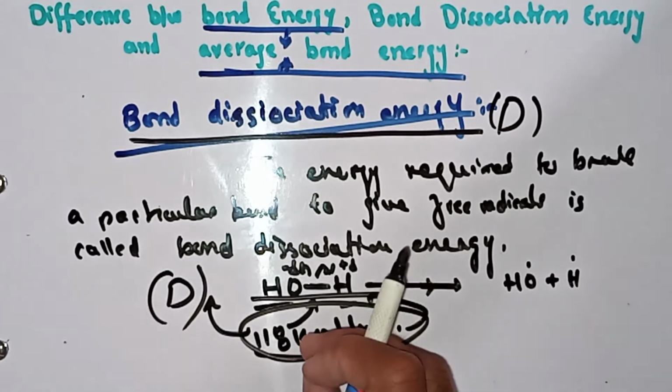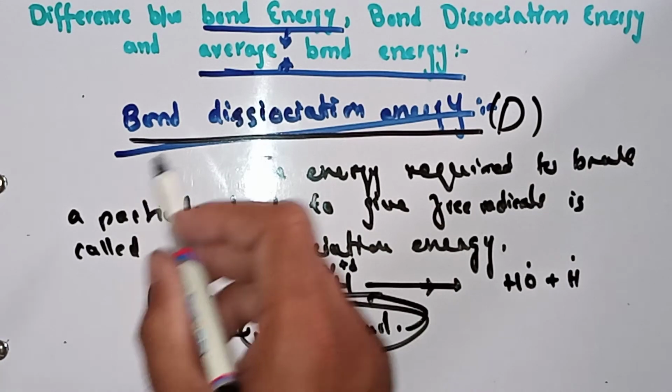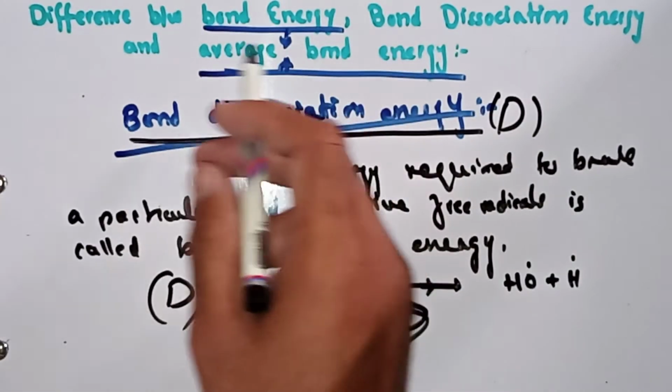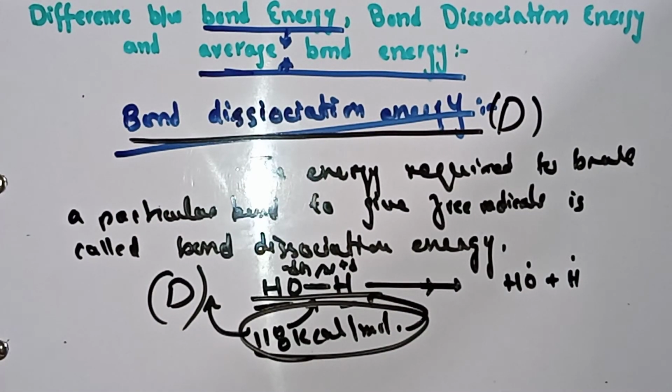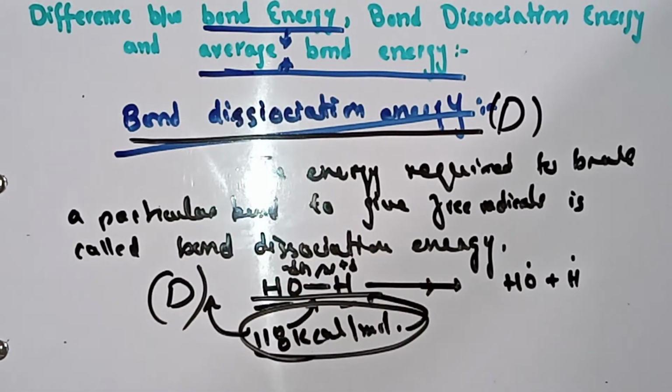If you understand bond dissociation energy perfectly, then it will be very easy for you to understand what average bond energy and bond energy are. Average bond energy and bond energy are the same thing. Average bond energy is often called bond energy. You can also take a screenshot or rewind the video.